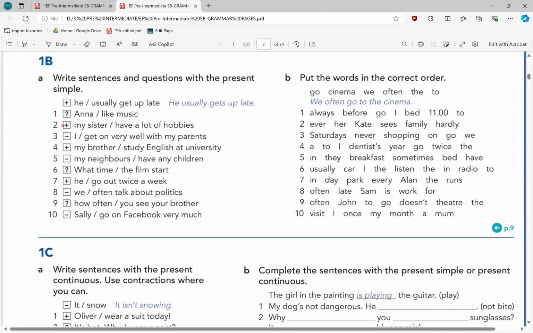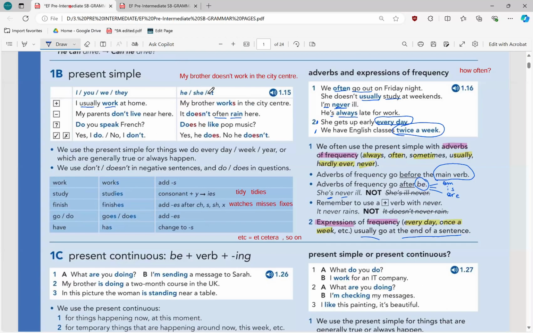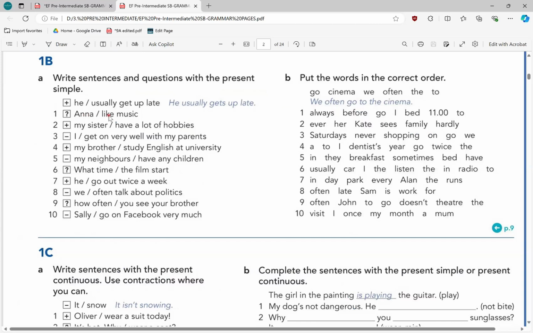So Anna likes music. Anna is she, guys. And that's a question here. So now Anna is she. When I want to make a question with he, she, it, as you can see, I'm using does. Does he. So instead of he, I use Anna. So does Anna like music? Right? So we'll write it down. Does Anna like? Not likes, guys. If you put likes, it will be a mistake. Don't put likes. After do and does, we use infinitive only. Does Anna like music? And question mark.